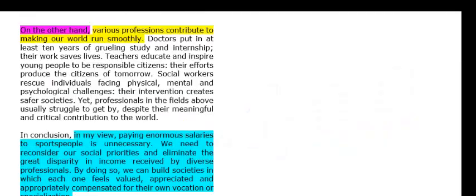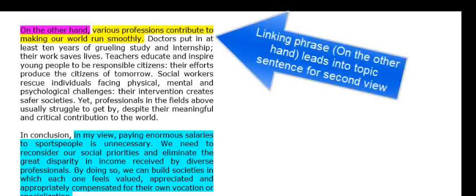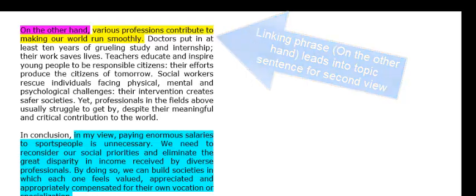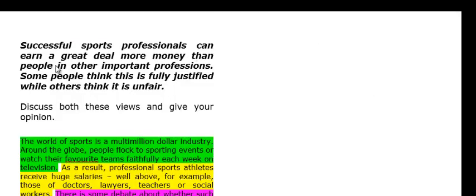So, once you've given the view that professional athletes should be paid high salaries, just as the question asks, you have to present the opposite view. So the linking phrase, on the other hand, various professions contribute to making our world run smoothly, is the second part of the essay question. Okay, so the second part of the essay question talks about other important professions.